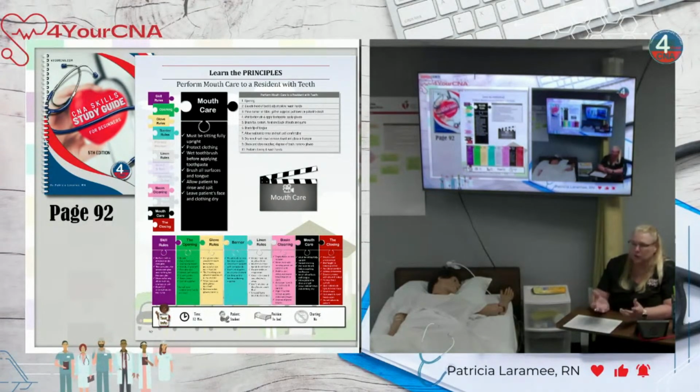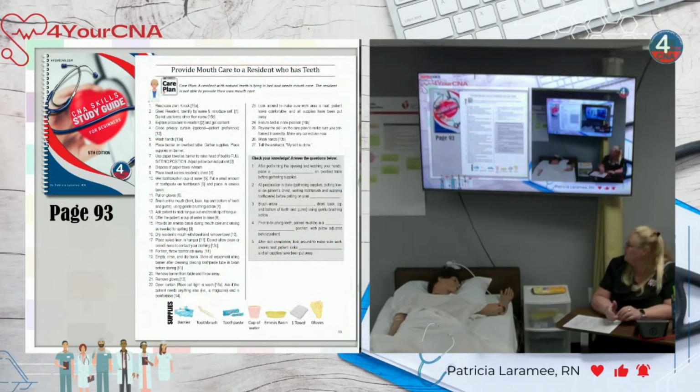The principles we're going to follow, of course, we're going to follow our care plan. We're going to do our opening. We will need gloves for this because we're working with body fluids, saliva. We need a barrier for the table. We're not going to hold the towel against our uniform, so linen rules apply. We're going to clean the basin the way we clean everything else, and we're going to do our closing. Not much there that's surprising or unusual.